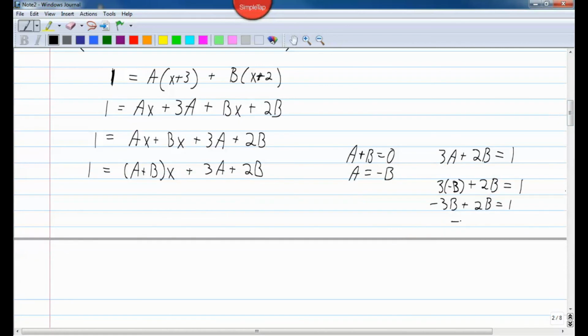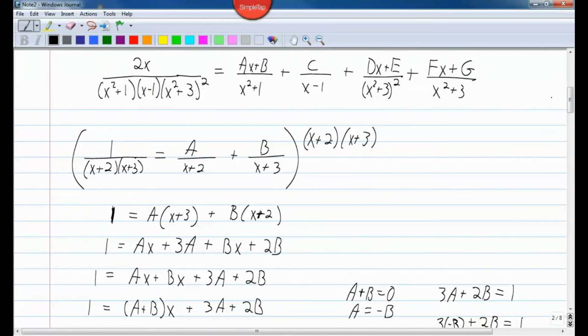So combine those two, so negative b equals 1. Divide both sides by negative 1, b equals negative 1. So b equals negative 1. What does a equal? A is equal to negative b. So a equals positive 1. So I've solved this system of equations. A is positive 1, b is negative 1.